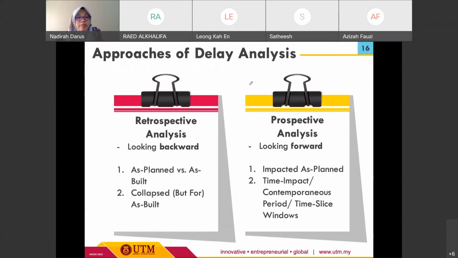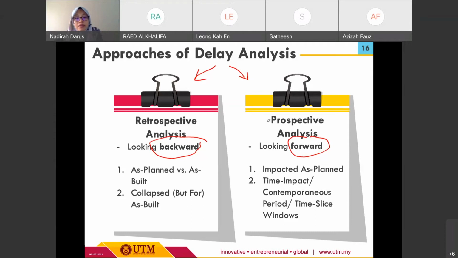Okay, so the next one we are going to look at is the approaches of delay analysis. Basically, it can be divided into two approach categories. The first one is looking backward, which we can call retrospective analysis. The other one is looking forward, which is called prospective analysis.